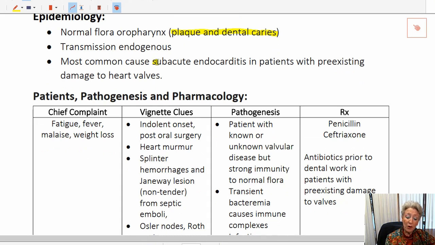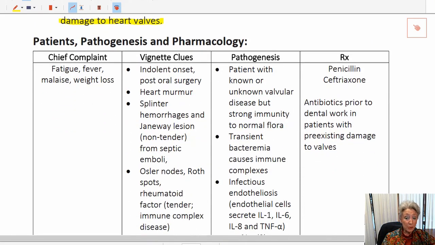But remember, overall, this is the group that is the most common cause of subacute bacterial endocarditis, especially if the patient has pre-existing valvular damage in their heart. So notice, as opposed to Staph aureus, which is my one acute endocarditis, this is going to be an indolent onset of fatigue and fever, malaise and weight loss, splinter hemorrhages, and Janeway lesions. Those are both caused by septic emboli.